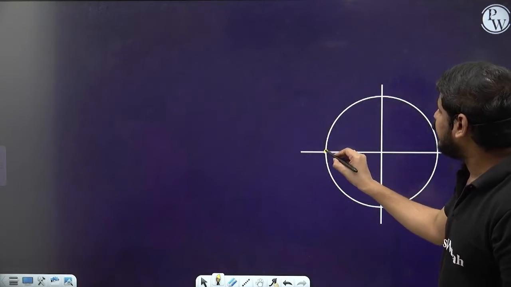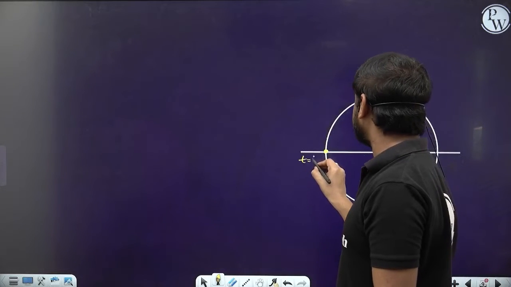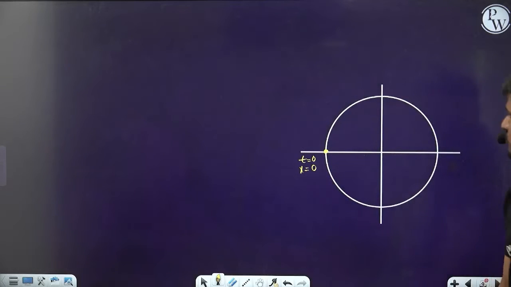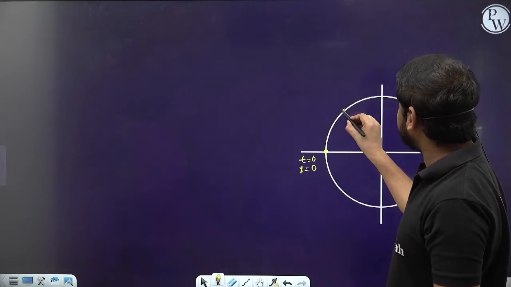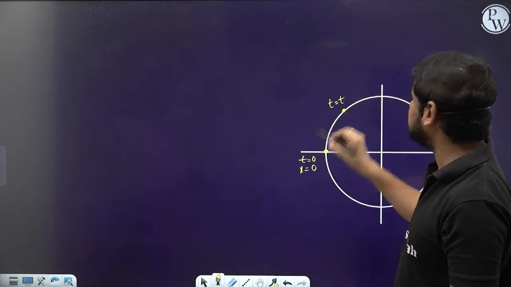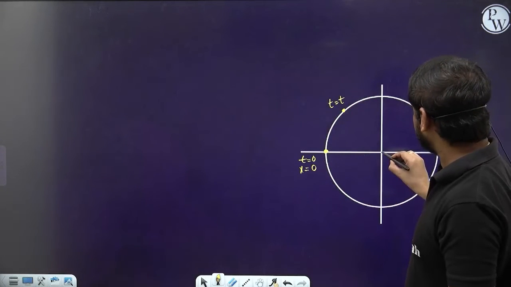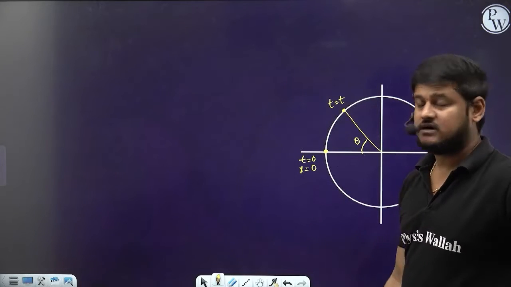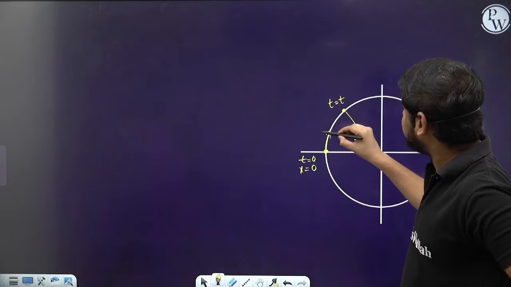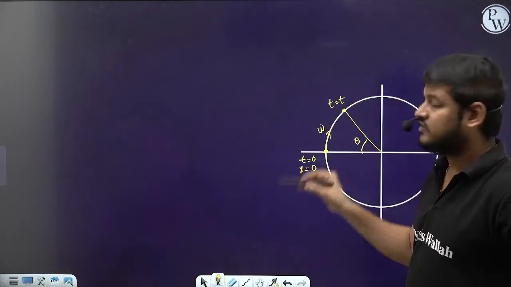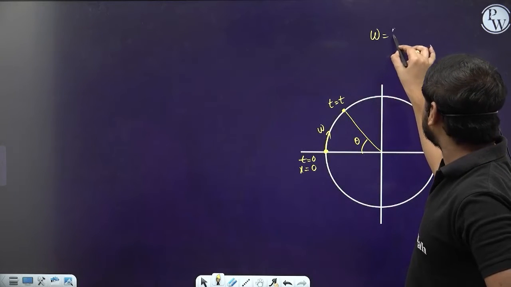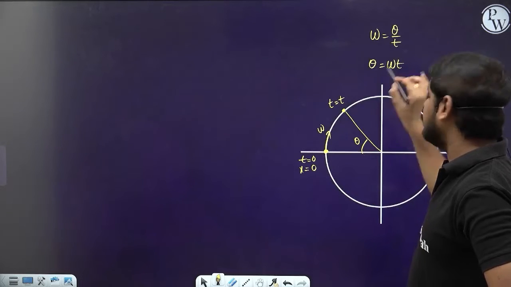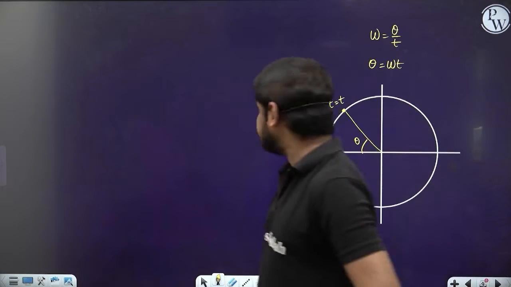Let's say at time t equals 0, this point is x equals 0. So then after some time t, the particle has reached this place. This is the angular displacement covered, theta. Let's say the particle is moving with some angular velocity omega. So we know that omega is equal to theta by t. So then theta is equal to omega t.